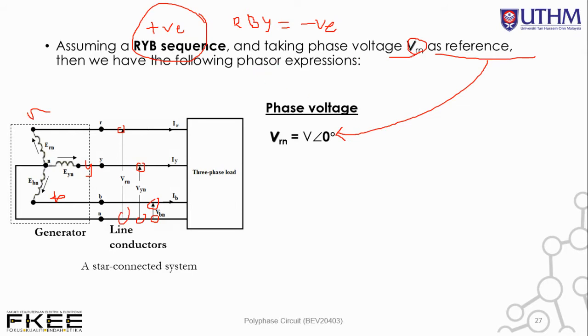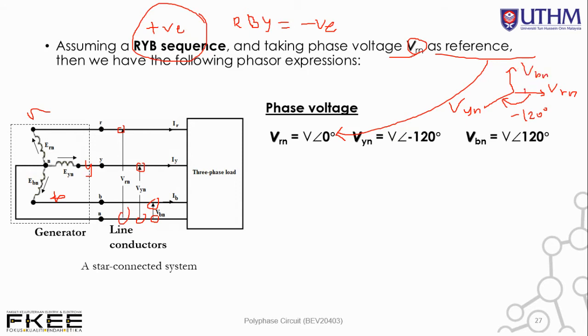Okay, so you have taken VRN as the reference. That means the angle is 0 and V remains as V, the magnitude of voltage. So VYN is V at minus 120 degrees. You can see from the phasor diagram, for example, here we have VRN, and then we have 120 degrees away in the clockwise direction, so this is minus 120 degrees. The third one is VBN. CW means positive, so we have positive 120 degrees away from VRN, right?